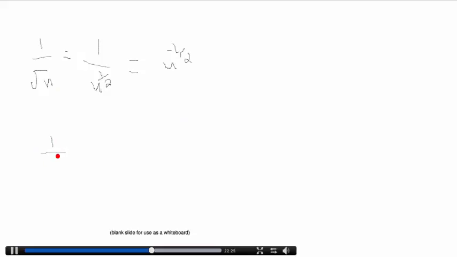This applies in any case. Let's take an example, 1 upon x cube. If you take it to the numerator, this would be x to the power minus 3. Similarly for 1 upon anything to the power, if you bring it to the numerator, it becomes the negative power.